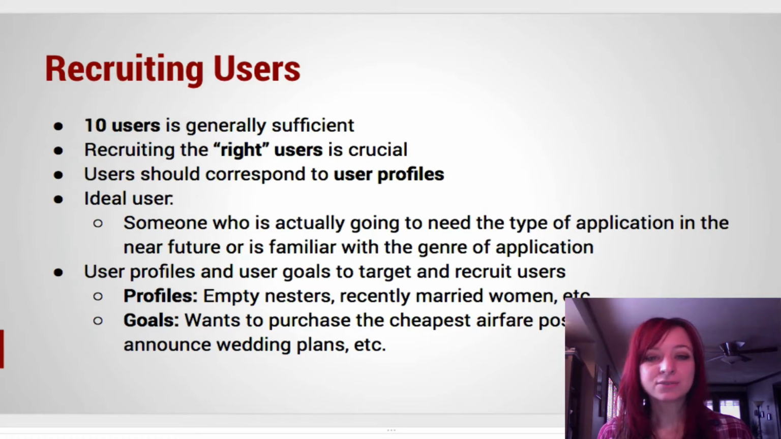An ideal user is someone who's actually going to need the type of application in the near future. So that's why using these user profiles really helps. You start the design process by figuring out who's going to use your site. Then you test what you've made by finding those people and seeing if you made what you actually wanted to make, if you accomplished what you wanted to accomplish.